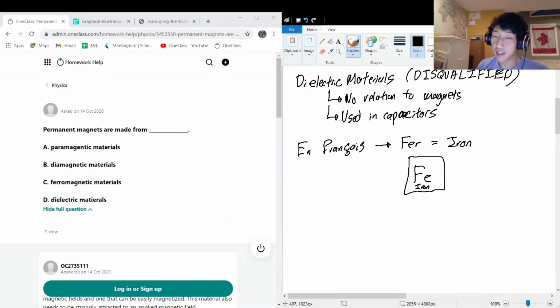And we know that iron is magnetic. So the answer here is that it's ferromagnetic materials. And the keyword that you want to look for is fer. And we know that iron is fer, and it's magnetic on its own. So iron makes permanent magnets.